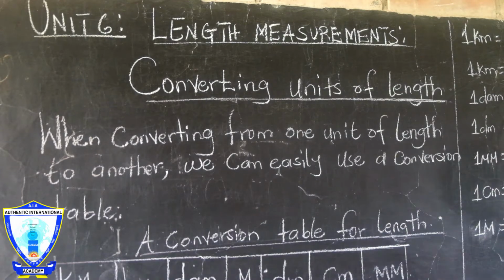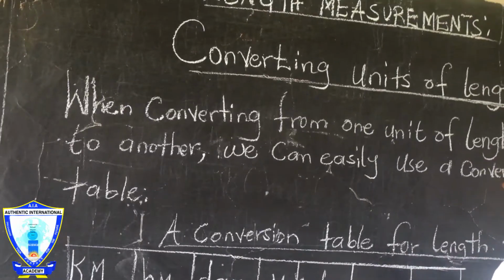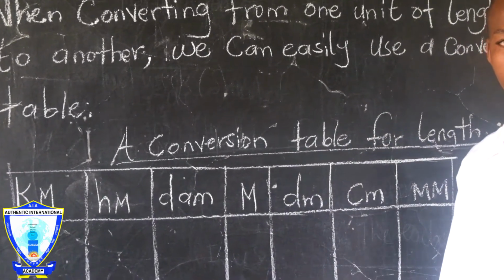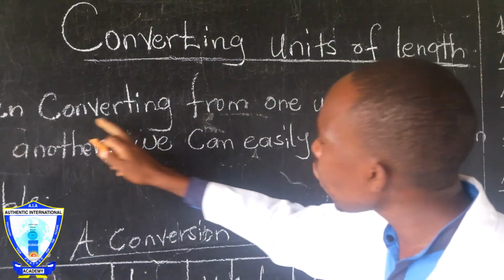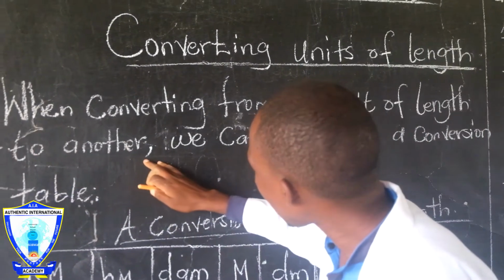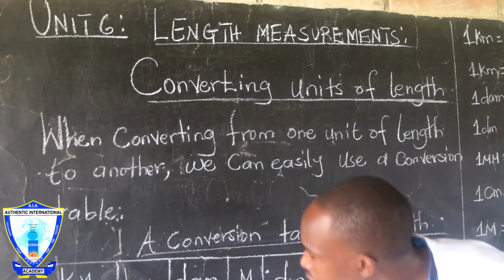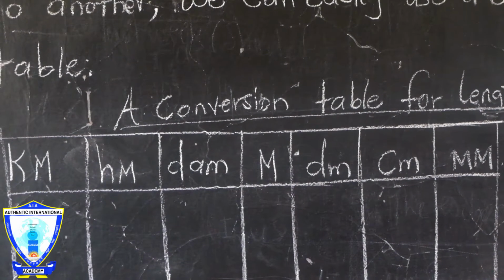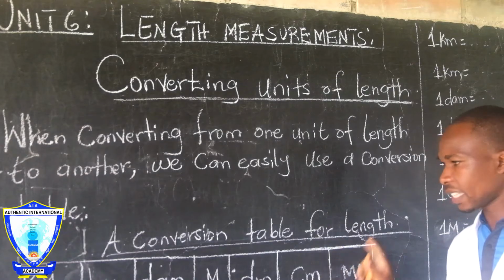Let us continue with length measurements. We are going to talk about converting units of length. When converting from one unit of length to another, we can easily use a conversion table. This is a conversion table for length.